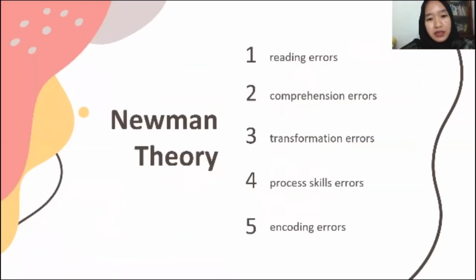In this paper, the researcher adopted the theory from Newman to analyze the student error. According to Newman, student errors in answering math problems can be divided into 5 types, namely reading error, comprehension error, transformation error, process skill error, and encoding error.